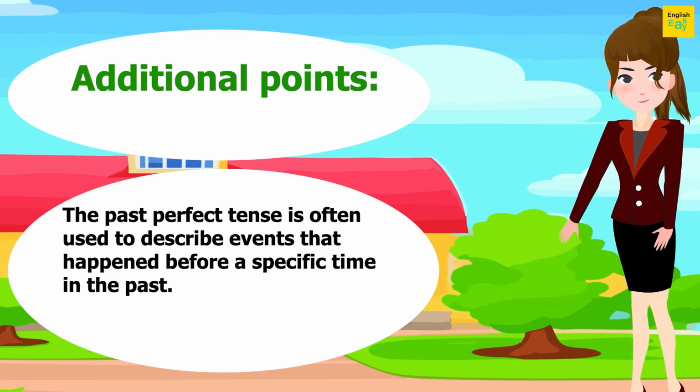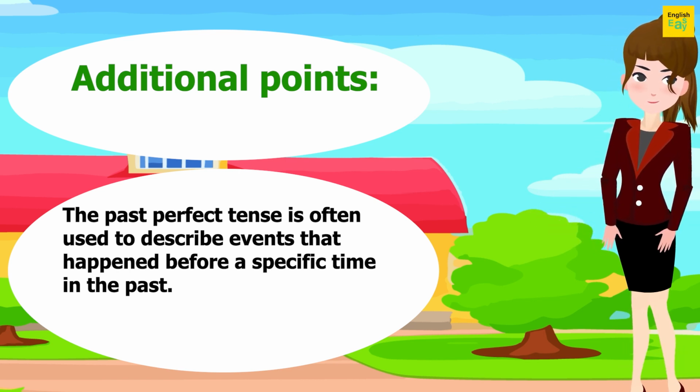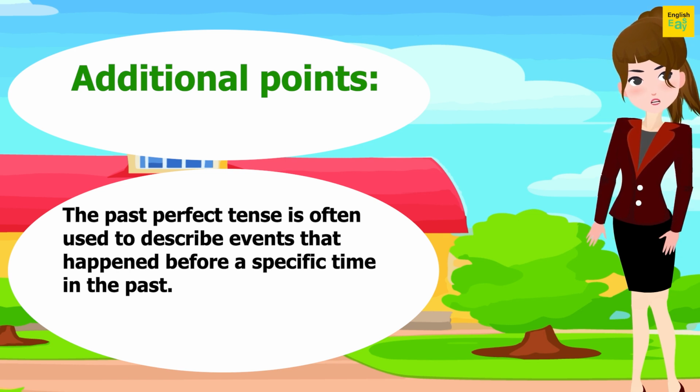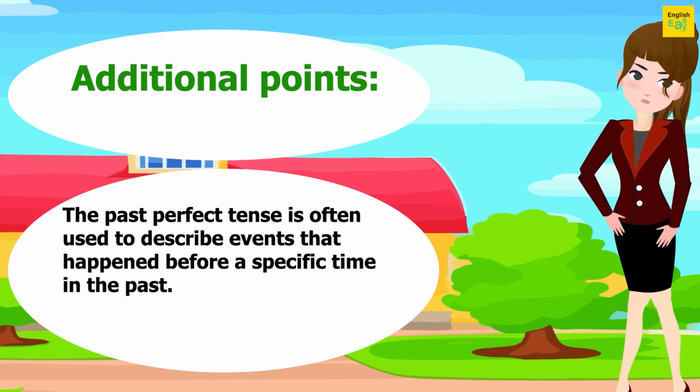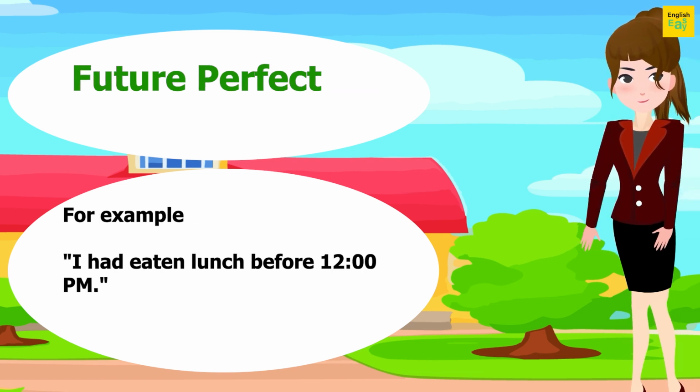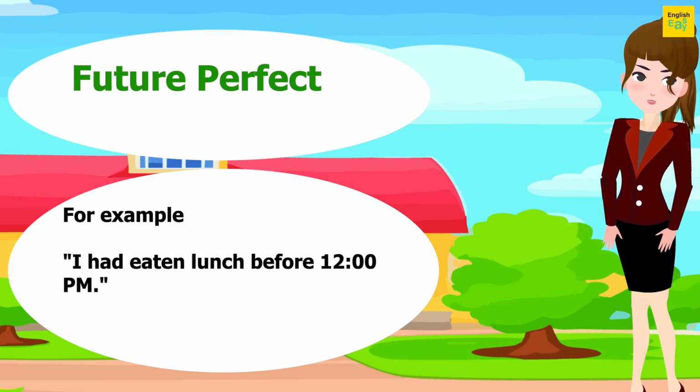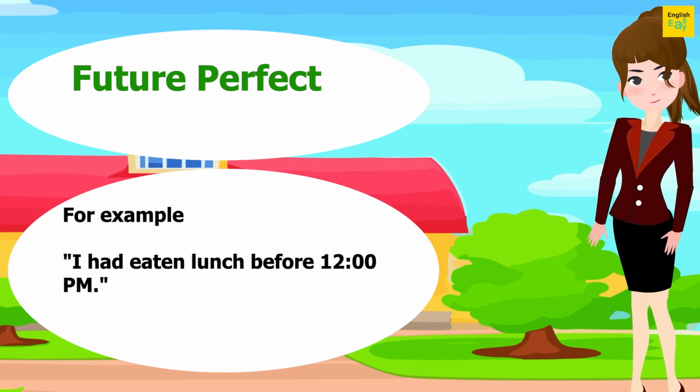Additional points. The past perfect tense is often used to describe events that happened before a specific time in the past. For example, I had eaten lunch before 12 p.m.